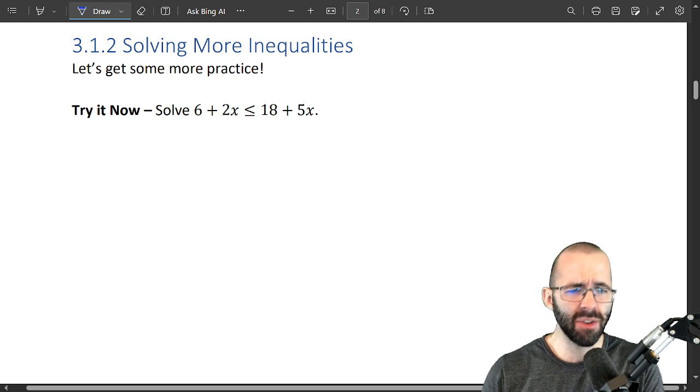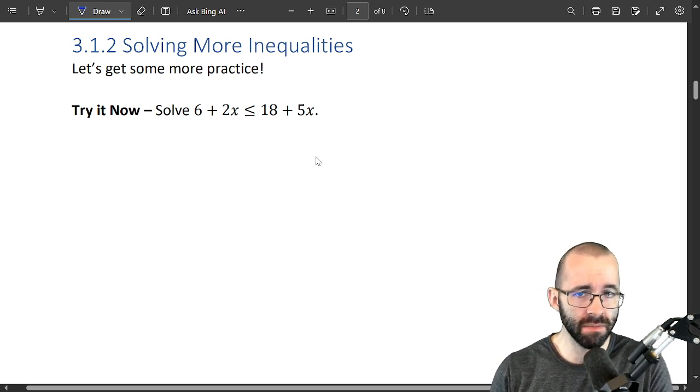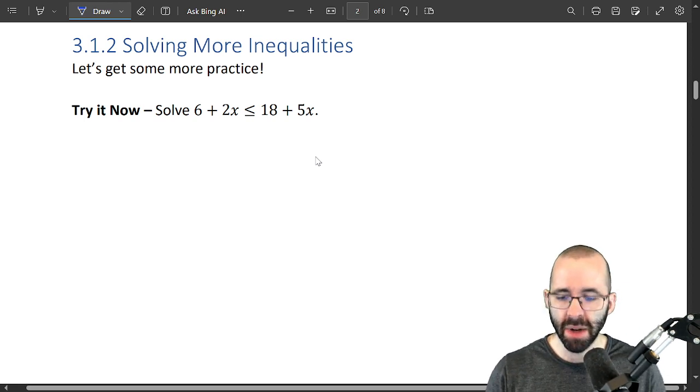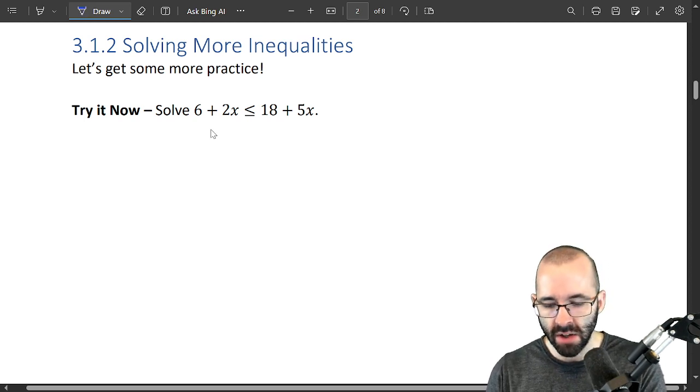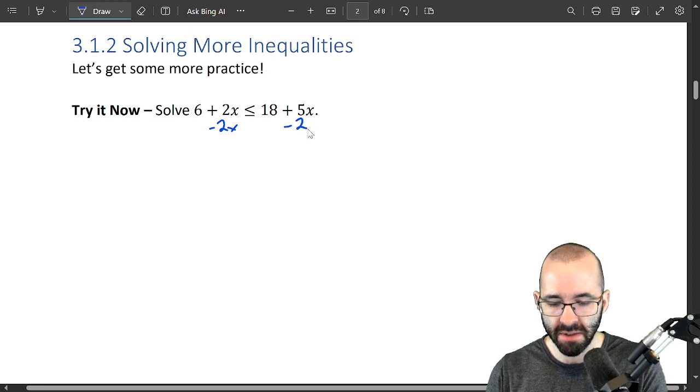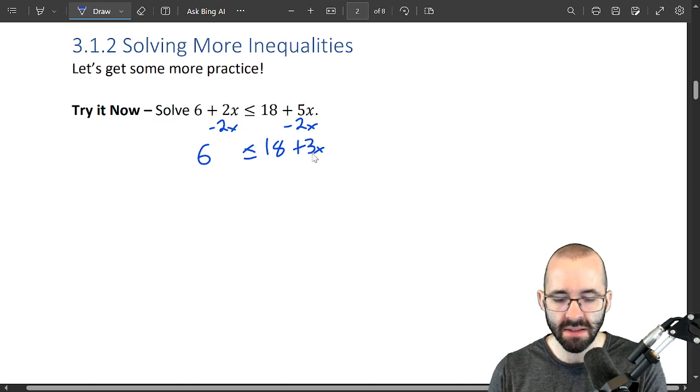So it looks a little different than what we had before. We've got x's on both sides of the equation now, but don't worry. I did say that other than multiplying or dividing by a negative, everything's the same. So let's get all the x's on one side and all the numbers on the other. I'm going to subtract 2x from both sides. So 6 is now less than or equal to 18 plus 3x.